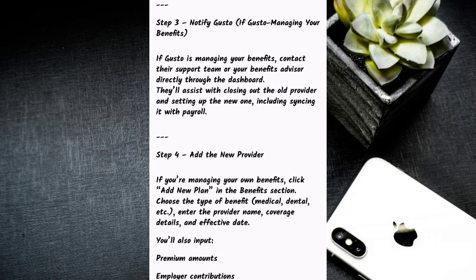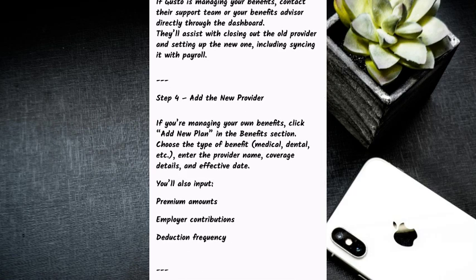Step 4, add the new provider. Now if you're managing your own benefits, you're going to click on add new plan in the benefits section, and then just choose the type of benefits. It could be medical, dental, whatever it is. Go ahead and choose that, and then enter the provider name as well as coverage details and effective dates. Now you'll also input premium amounts, employer contributions, and deduction frequency.